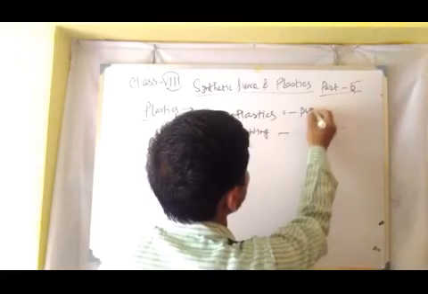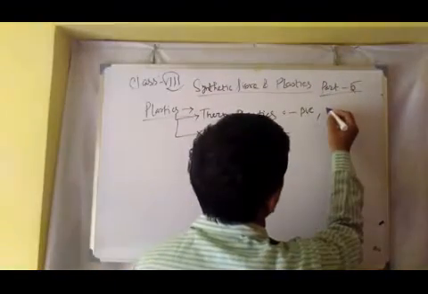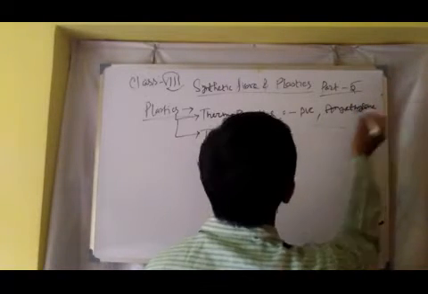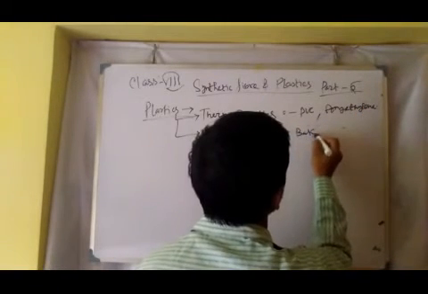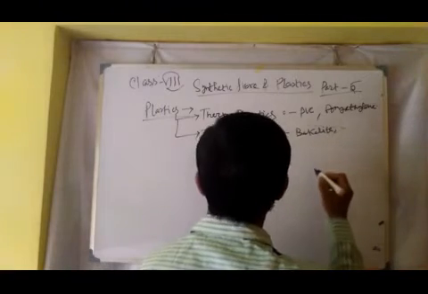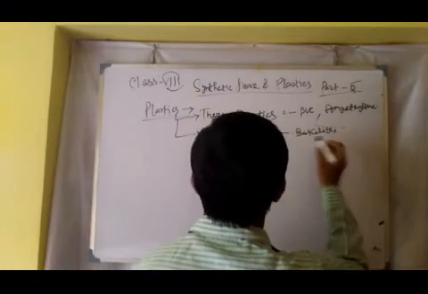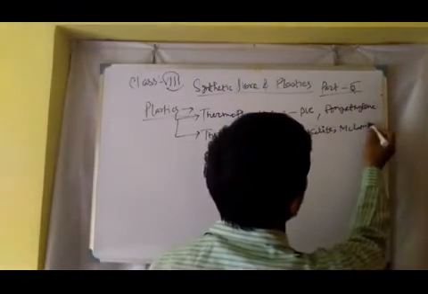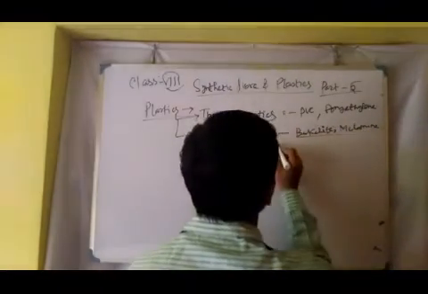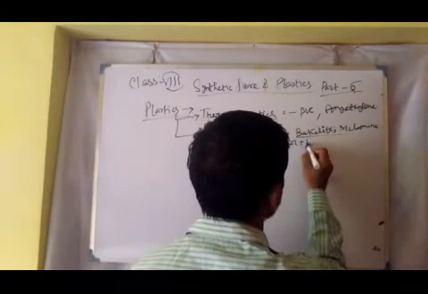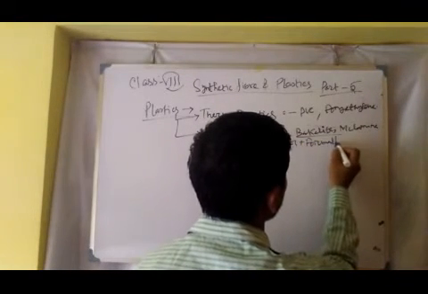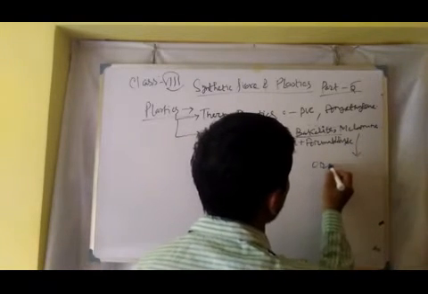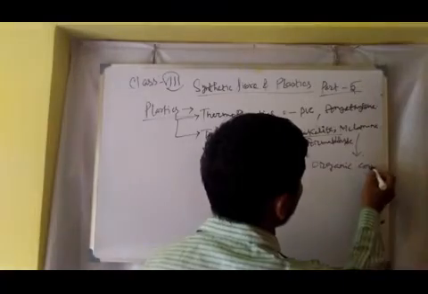Examples are PVC, polyvinyl chloride, and ethylene, polyethylene. Next one is bakelite, and the other one is melamine. Bakelite is a phenol formaldehyde polymer, phenol plus formaldehyde. It is a condensation polymer. Melamine also is an organic compound.